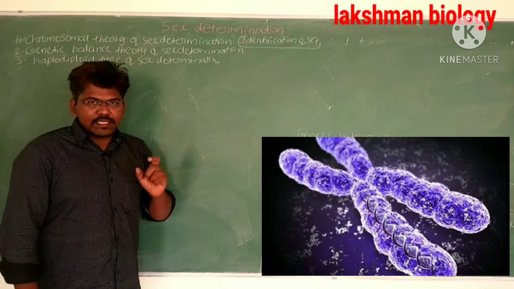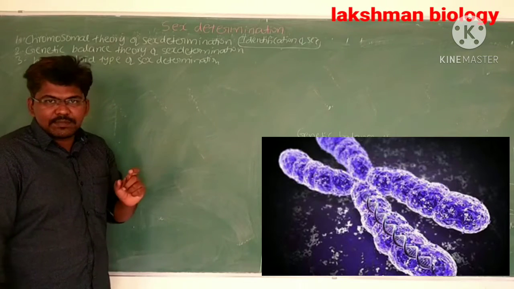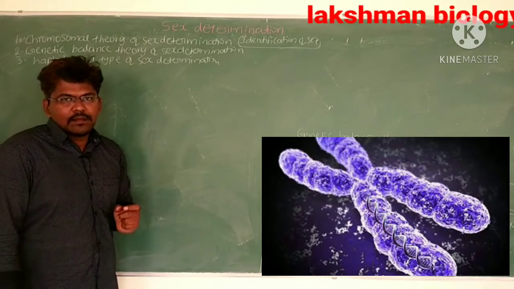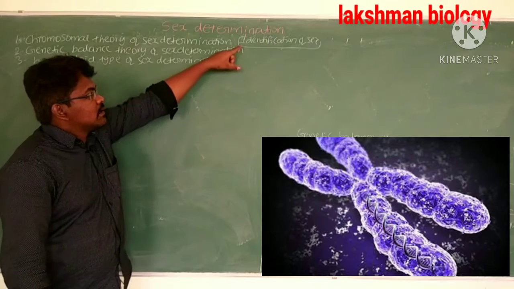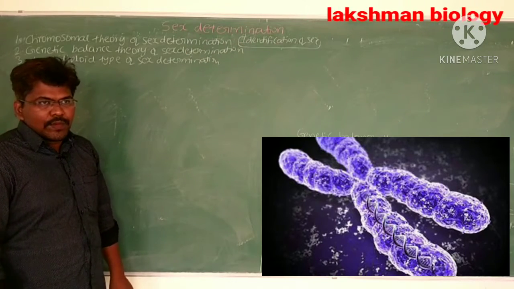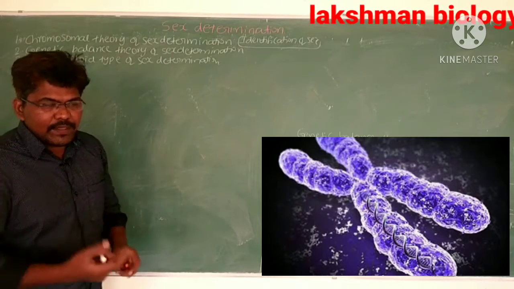If you see unisexual organisms, unisexual organisms exhibit two types of sex, that is male or female. Identification of the sex of an individual is called sex determination. We can determine the sex of an individual in different ways.